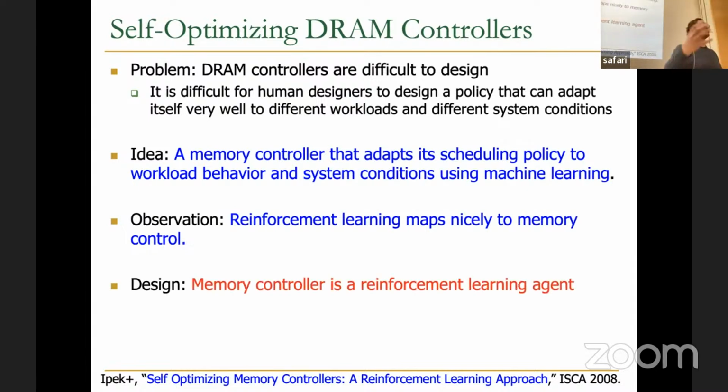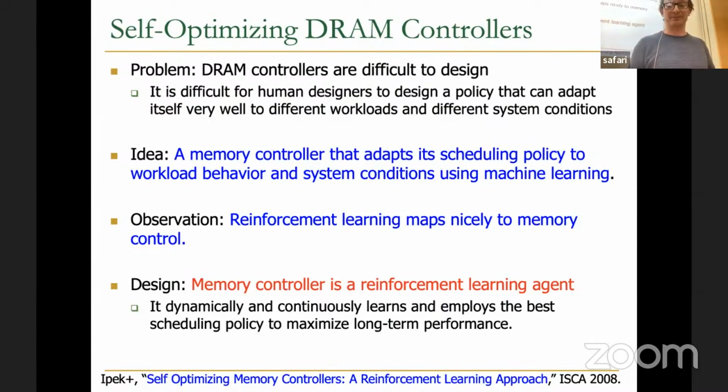We're going to see Markov decision processes later, a little bit, when we talk about prefetching also. We'll go into it in a little more detail, but you can read the paper. Essentially, the design that we have is to use a reinforcement learning agent built in hardware as the memory controller. Then the question is, of course, how do you design that thing?